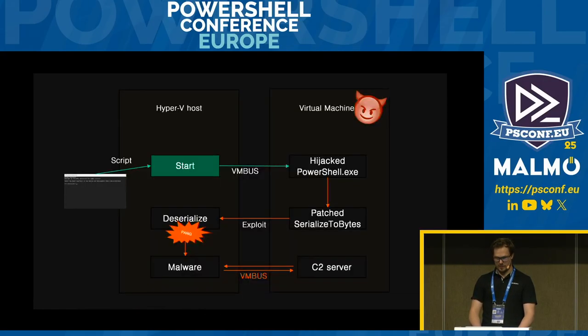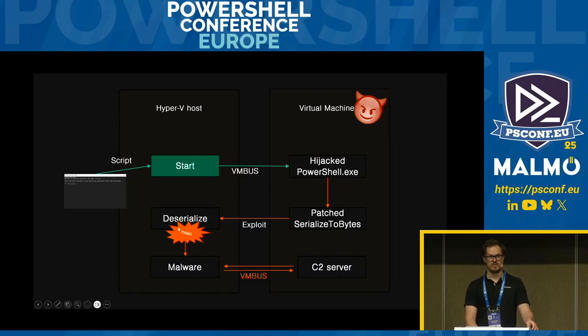So basically, that is what you saw in the initial demo, right? We are hijacking PowerShell by having a PowerShell.exe, which is our own malicious PowerShell, inside the virtual machine. We put that in C:\Windows, so the virtual machine just picks that one up instead. And then we have our patched serialize-to-byte function, which is going to send the exploit instead of the legitimate command. In this case, it's not a client-server scenario. It is the hypervisor host that is talking to the virtual machine.